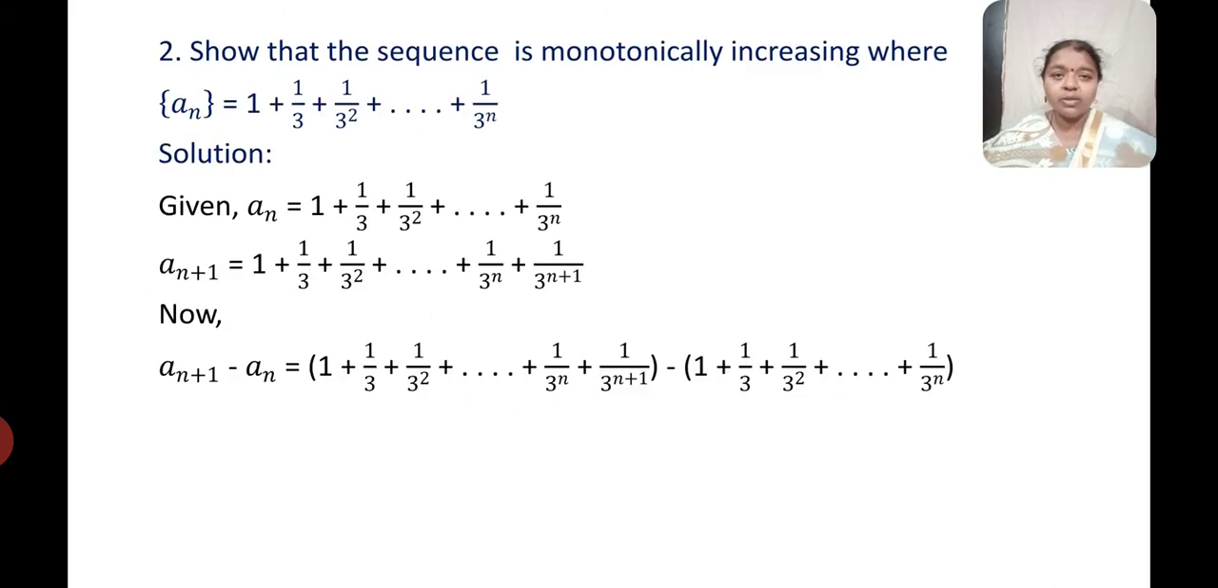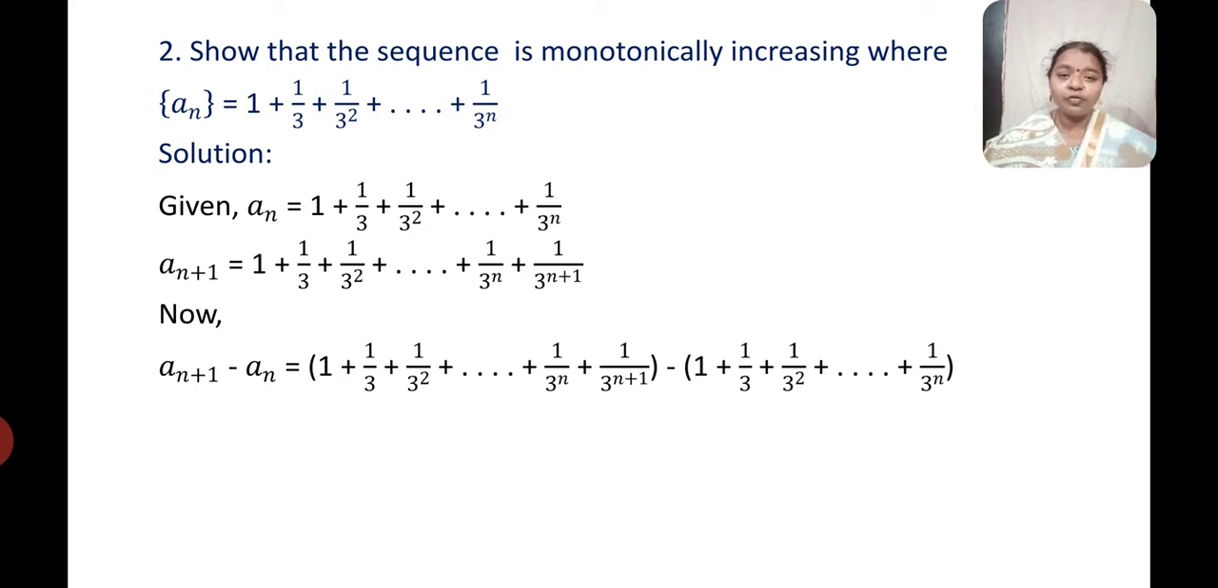Okay, the next problem is, show that the sequence is monotonically increasing where an is equal to 1 plus 1 by 3 plus 1 by 3 square and so on plus 1 by 3 raised to n. Now this is an. To find an plus 1, we write the same terms as it is and add a next term, which becomes 1 divided by 3 raised to n plus 1.